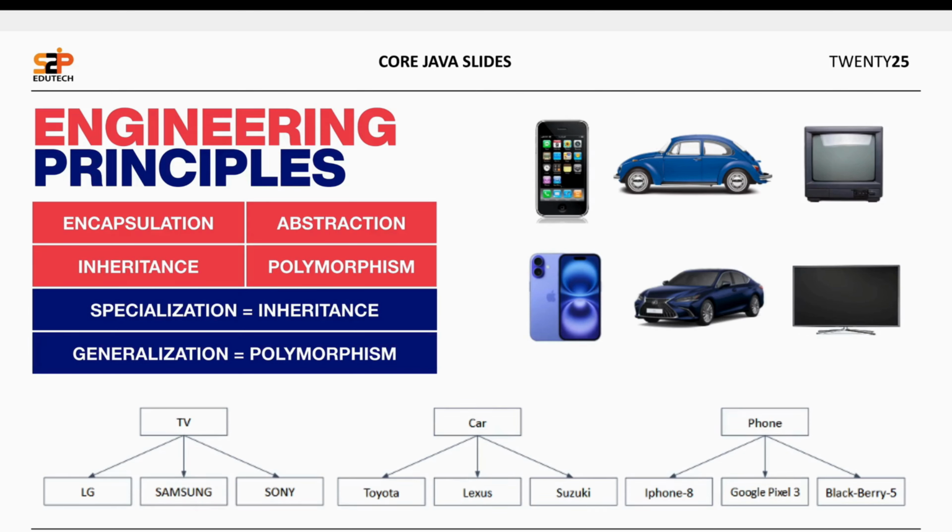In this lecture, we are going to learn about encapsulation. Encapsulation, abstraction, inheritance, and polymorphism. These are all real world engineering principles. रियल वर्ल्ड में आप जो भी ऑब्जेक्ट्स देखोगे, हर एक ऑब्जेक्ट, हर एक रियल वर्ल्ड एंटिटी will follow these principles.